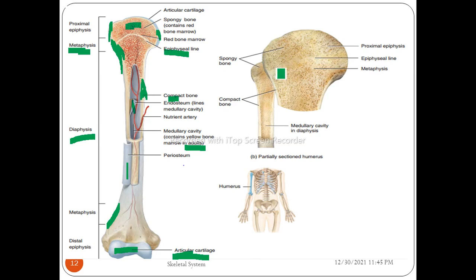When our age increases, the epiphyseal line becomes indistinct, because the cartilage changes into bone. So our growth in length is also limited. This is the medullary cavity, or we can say marrow cavity, a place where yellow bone marrow is found.